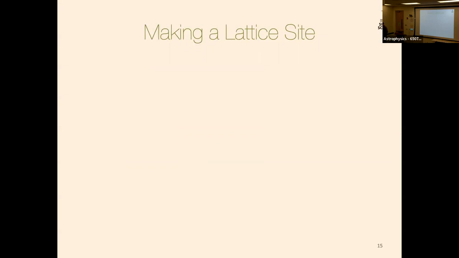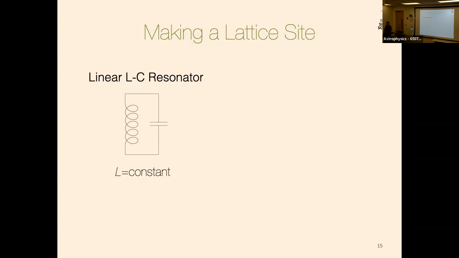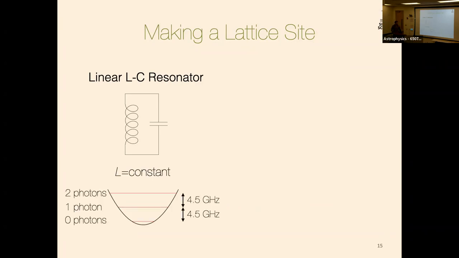The first thing we need to do, if we want photons in some lattice to act like electrons in the lattice, is figure out how to make a lattice site. A lattice site in a solid can hold an electron in some orbital. So we need an object that can hold a photon. How about an LC circuit? That holds photons, right? Looks great. It's happy to hold photons whose frequency is 1 over root LC, the resonant frequency of the circuit. The only downside here is it will take as many photons as you want to give it. You put in one photon, it'll take a 4.5 gigahertz photon very happily. You put in another photon, still happy to take a 4.5 gigahertz photon.